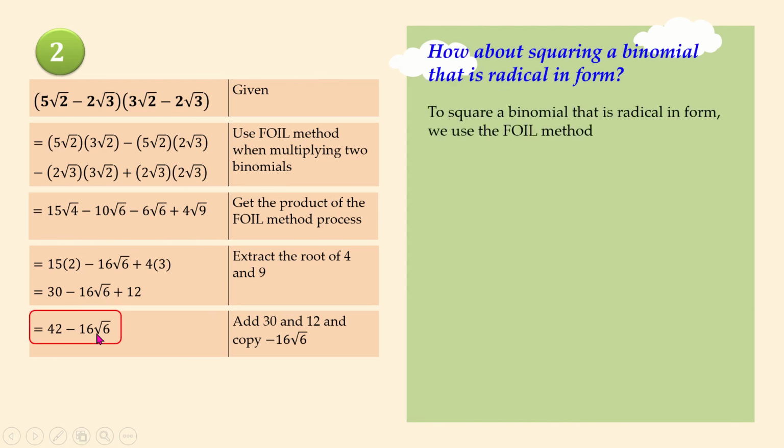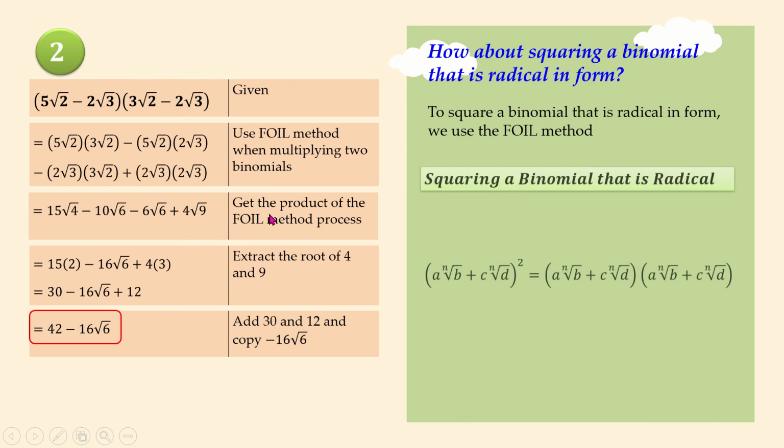How about squaring a binomial that is radical in form? To square a binomial that is radical in form, we also use the FOIL method. When we square a binomial, that means binomial times itself. So binomial times binomial, which we will discuss in this case using the FOIL method.